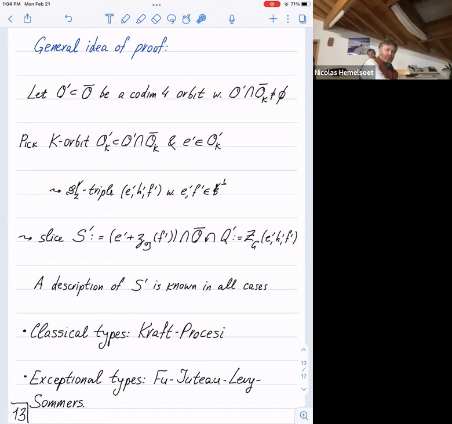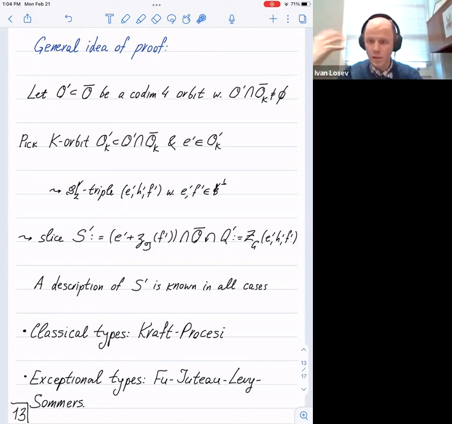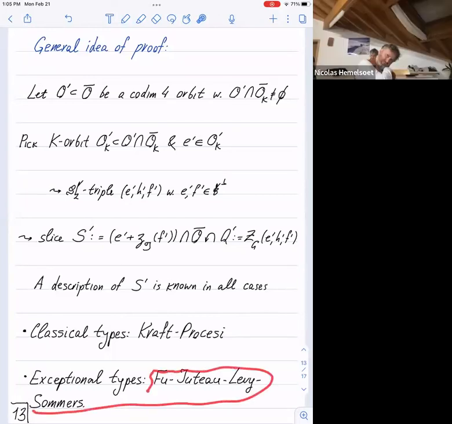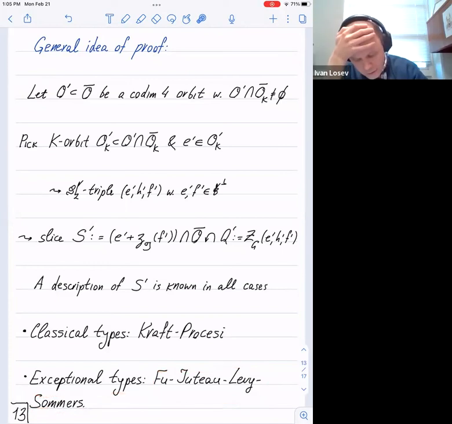So first of all, you have a known description along codimension 2 strata. Second of all, you have nice behavior coming from the codimension of the boundary, big O equals H. These are the two reasons. So let me tell you a little bit about this description. In classical types, it's again a classical result of Kraft and Procesi from the ages. In exceptional types, it's more recent, like 5 years ago, by Fu, Juteau, Levy, and Sommers. So what does it look like?